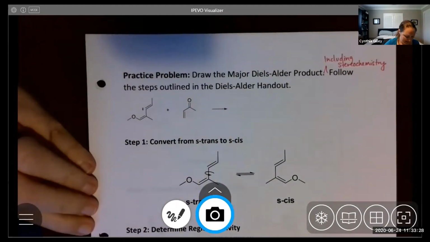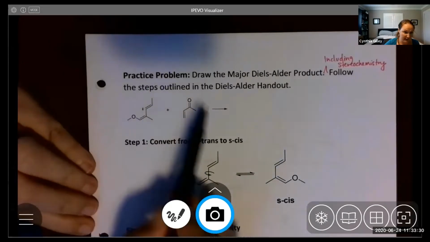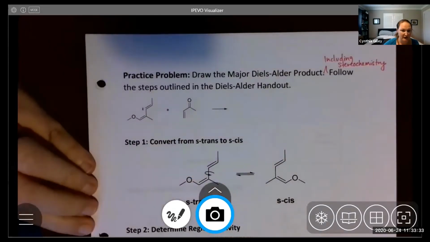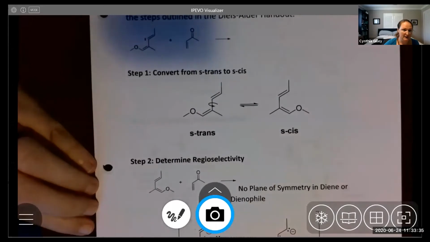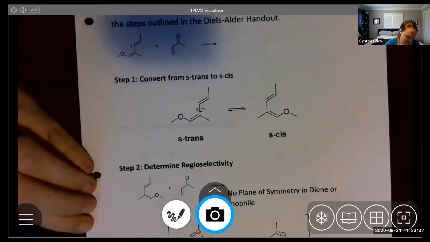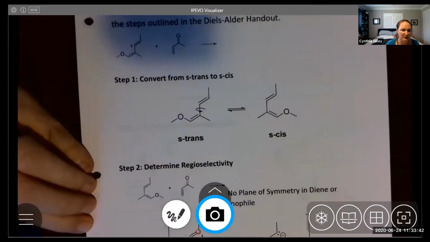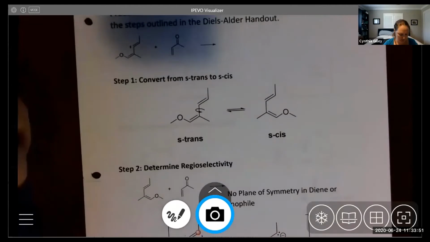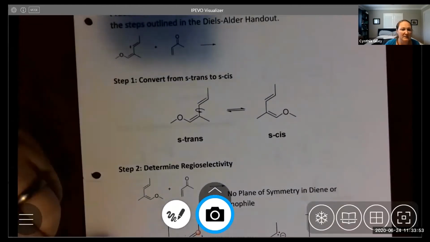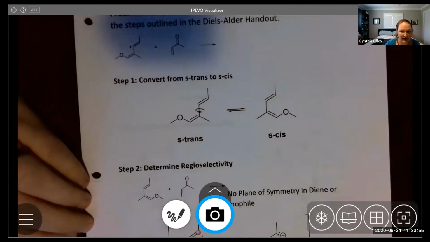Okay, so we're going to take you through the steps here in figuring this out, and especially with the stereochemistry, showing some nice pictures. So step number 1, we're given the diene in an S-trans, so we need to flip or rotate to an S-cis. One of the things I like to point out is a little double check. You always want to double check your work, because sometimes it's not as easy to visualize that.